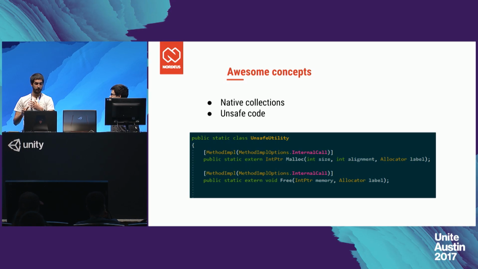This unsafe utility actually helps you write a little more safe native collections. You could do that previously with unsafe code and pointers. Now we have support from Unity, which is awesome. Unity provides you, well, actually we heavily use native arrays, native queues, and native multi-hash maps.